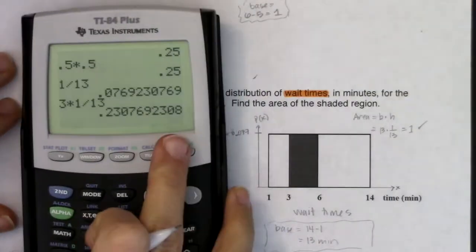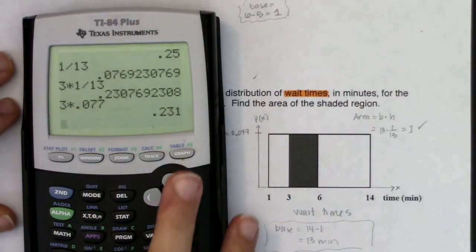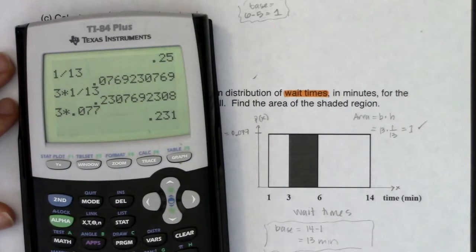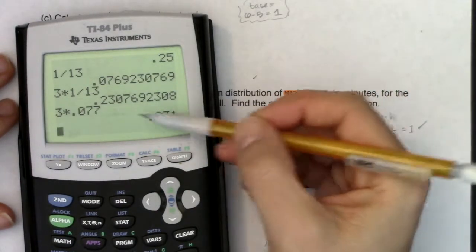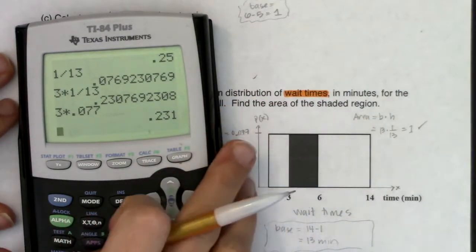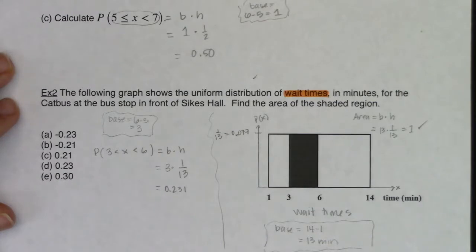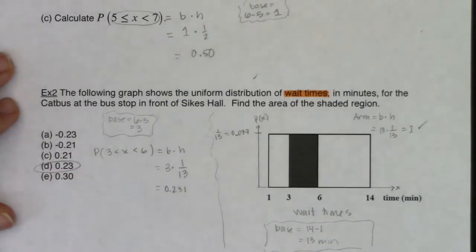Now, if you would use the decimal version, if you did 3 times 0.077, you'd actually get 0.231 right on the nose. So you can see there's just a slight round off error if we're rounding that fraction of 1/13th to 0.077. All right, but 0.231, let's see. Oh, that would match answer D.